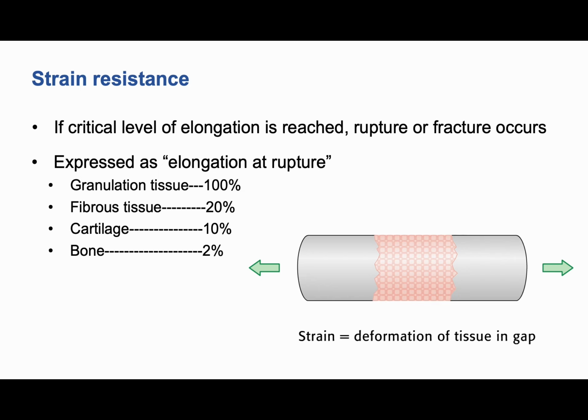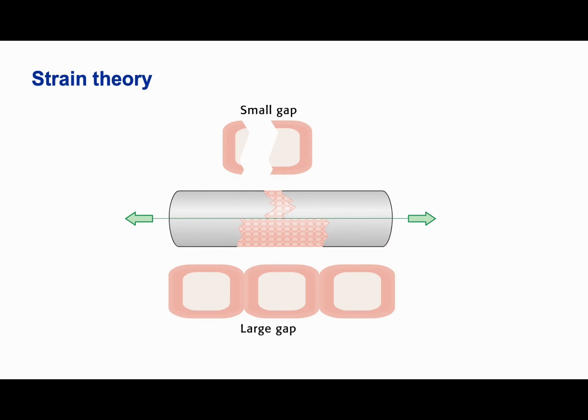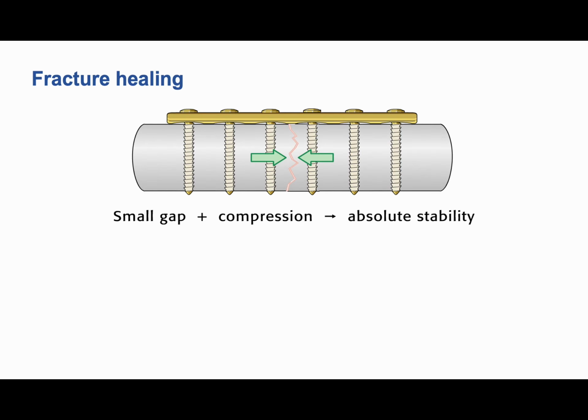During the healing process, the tissue formed depends on the strain environment at the fracture gap. As the fracture becomes more stable, tissues with progressively less strain resistance are formed. Given that any displacement is referenced to the original gap in order to calculate the strain, a smaller gap will have a larger strain given the same amount of movement at the fracture site.